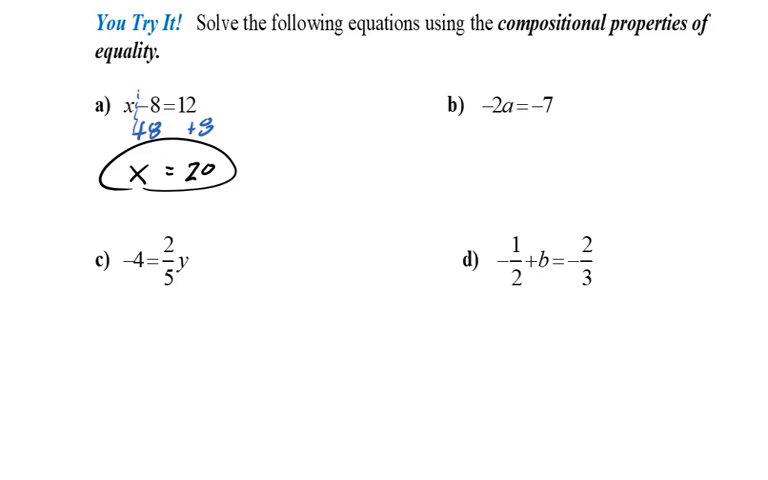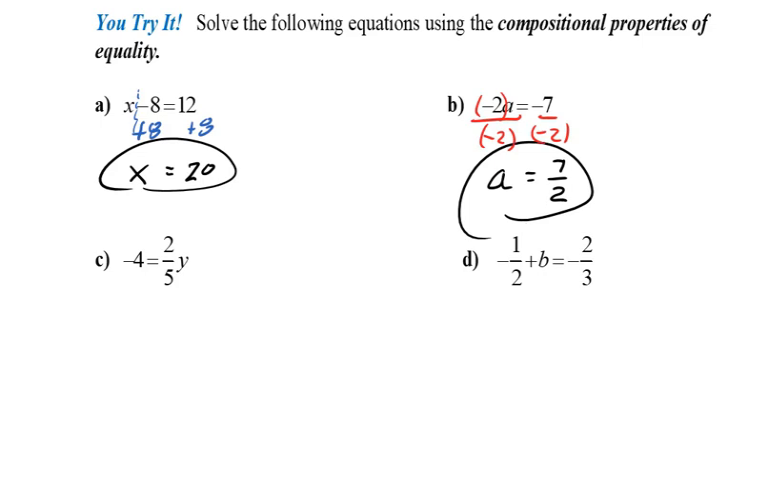For the next problem in B, I notice that the variable is a factor of the terms. This -2 is a factor. So to get rid of or to decompose factors, we want to cancel by attaching fractional factors. So if I attach a fractional factor of -2 in the denominator, then the result would just be 1a, or a, and then equals -7 over -2, as it's just positive 7/2.